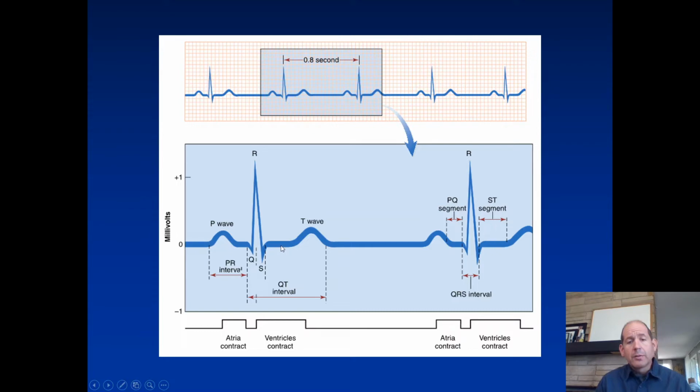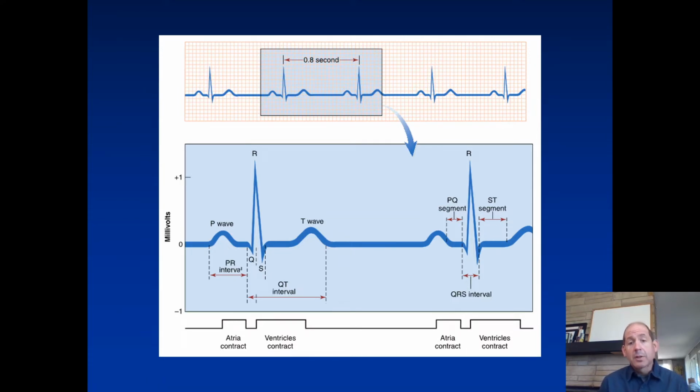The QRS interval is the beginning of the QRS to the end of the QRS complex. A lot of times when students measure these, they want to go from this point to this point, but this whole departure here from the isoelectric line is the Q wave, and this is an S wave. So the beginning of the QRS complex is here, and the end of the QRS complex, which is sometimes called the J point, is here. The QRS complex is usually 0.08 to 0.12 seconds.